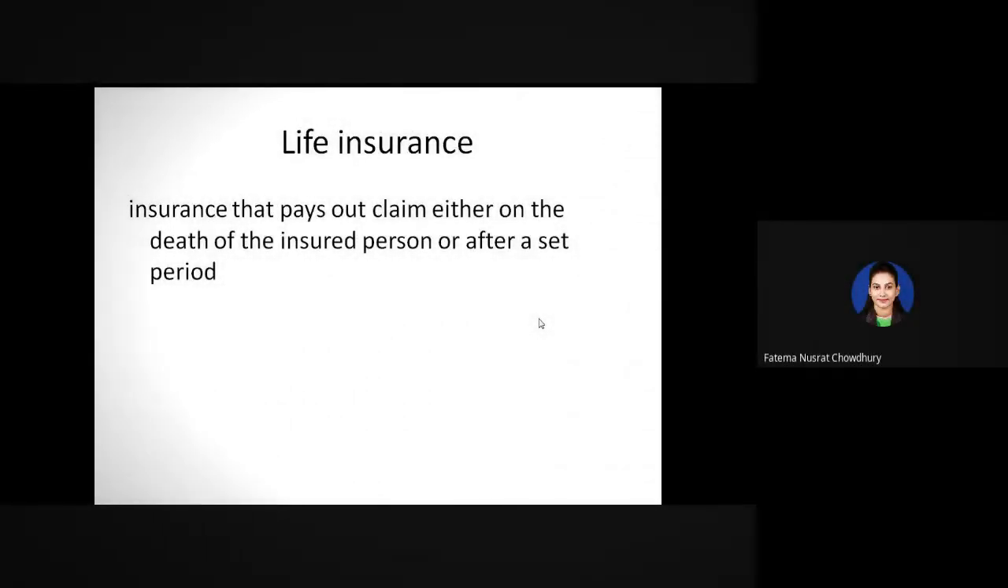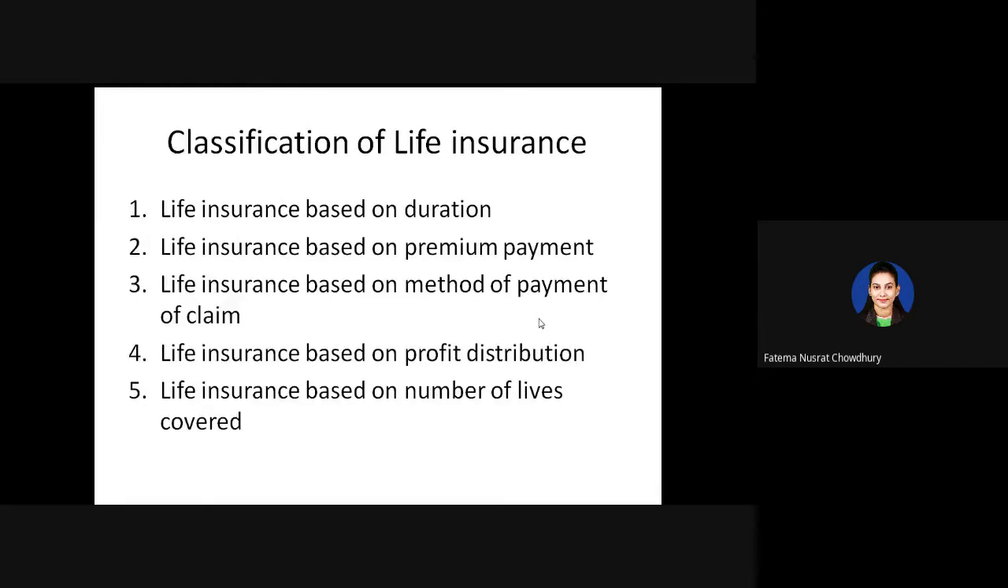Our today's topic is life insurance. Basically, life insurance is the insurance where the principle of indemnity is not working. Life insurance pays its claims either after the death of the insured or after a certain time period. There are five categories of life insurance.